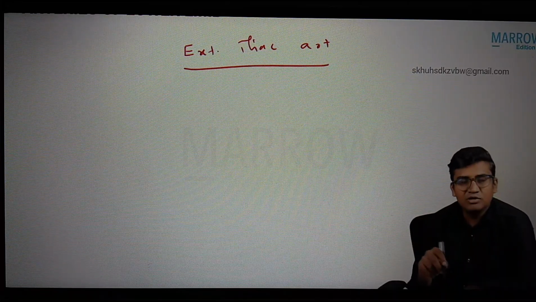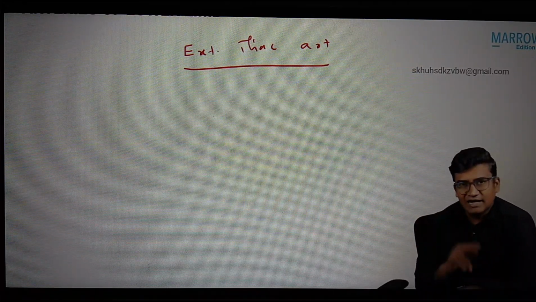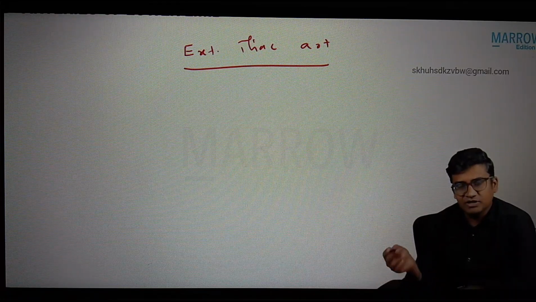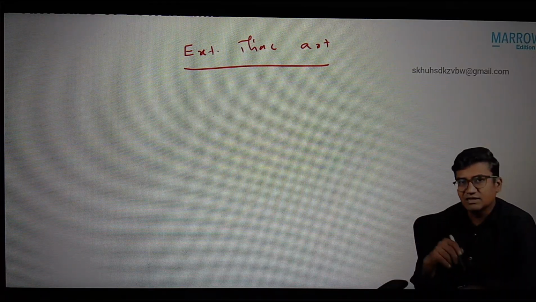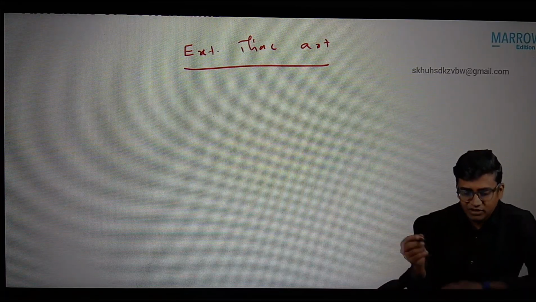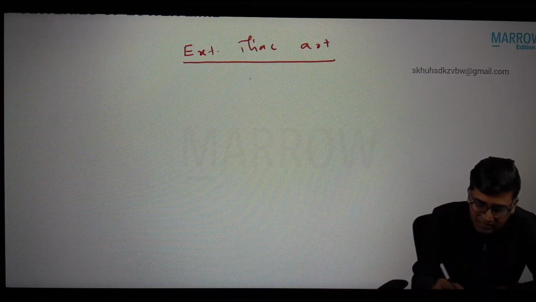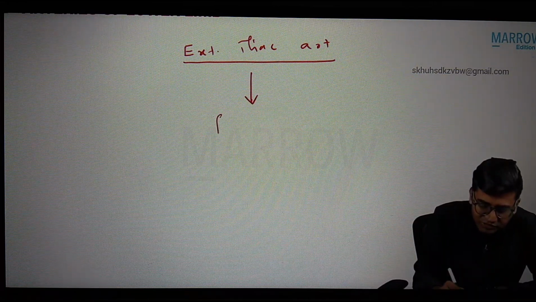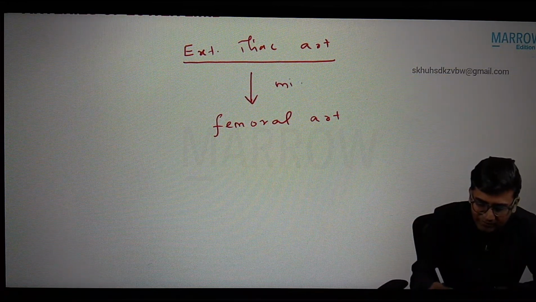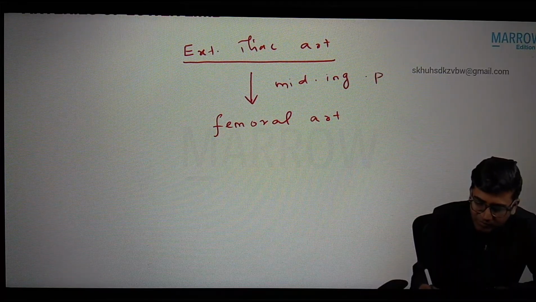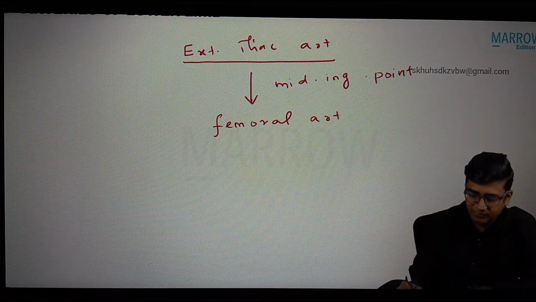Aorta, abdominal aorta bifurcates at the level of L4 into two common iliac arteries, right and left common iliac artery. Now each common iliac artery divides into external iliac artery and internal iliac artery. Okay, now the external iliac artery, which in turn continues as femoral artery from the midinguinal point. So from midinguinal point, the external iliac artery continues as the femoral artery.